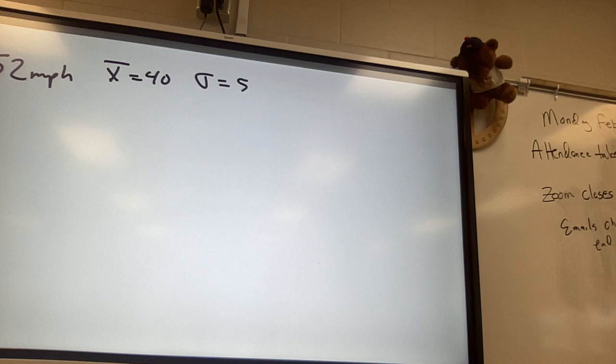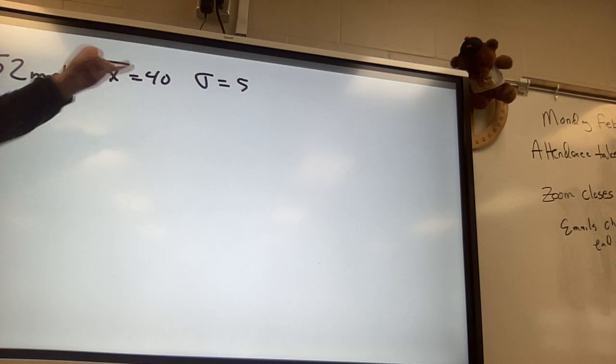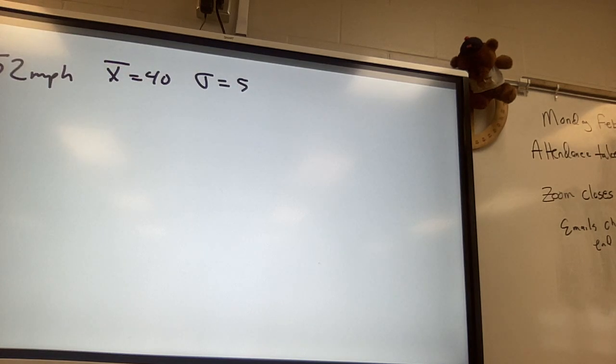A smaller standard deviation means that the numbers are close together. So if I would consider this a small number, if I would add and subtract 5 to this, that would mean most people were going between 35 and 45.